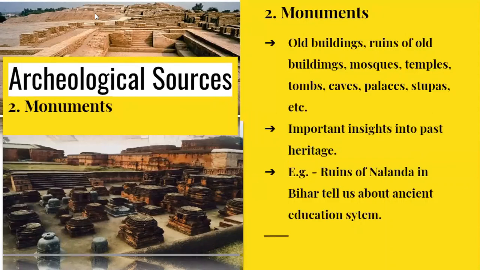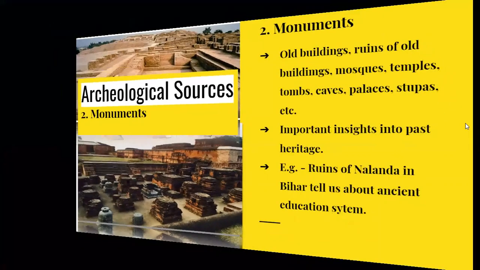This is just an example, and this picture here is of the Harappan civilization. Harappan civilization again goes back to somewhere around 4,700 years ago, somewhere in Pakistan along the Indus River. So this is how monuments give very interesting insights into the past heritage and lives of the people.